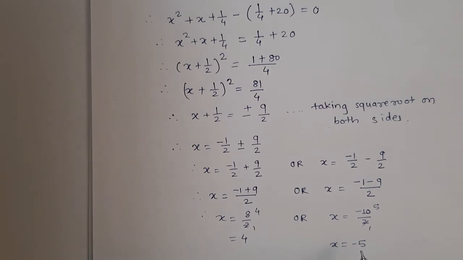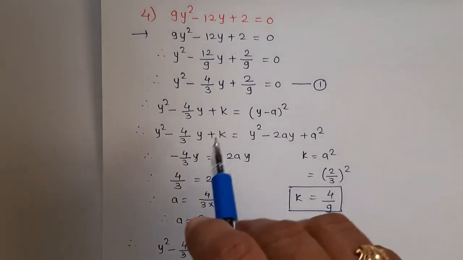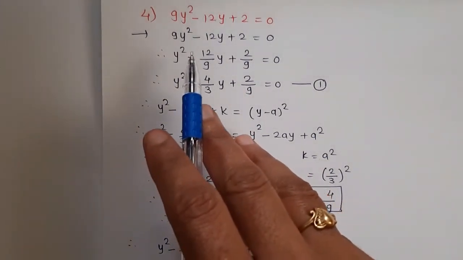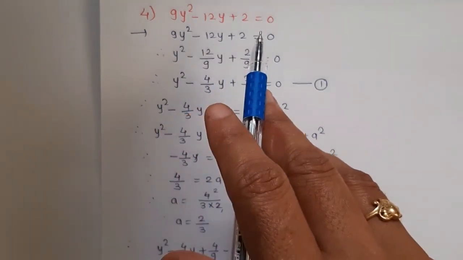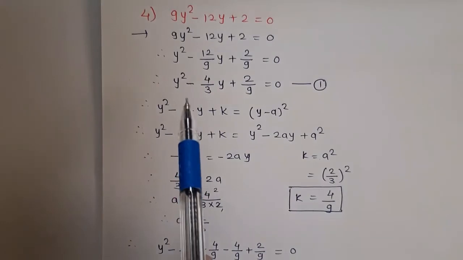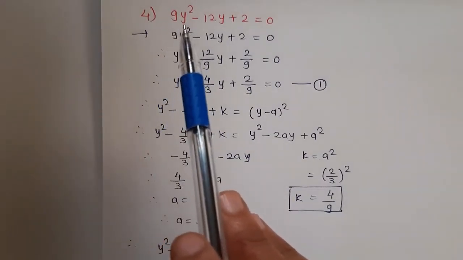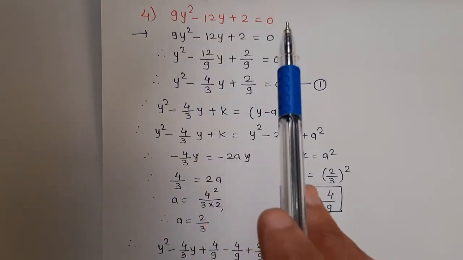Okay, got it? Now one more sum I will take. I will explain the fourth example. See, 9y square minus 12y plus 2 equals 0. This is our given equation. Now here the first term has the coefficient 9, so we have to remove that 9. Remove that means we have to divide the whole equation by 9.